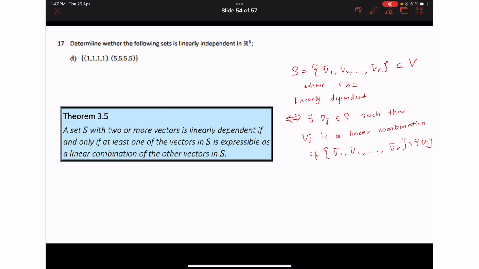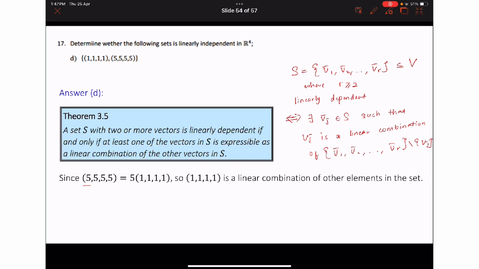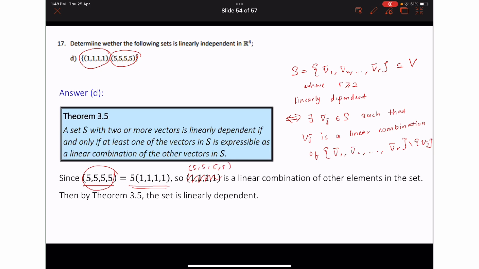Okay, so here we have the vector equal to a linear combination of the rest of the elements in the set. Since 5, 5, 5, 5 is a linear combination of 1, 1, 1, 1, therefore the set is linearly dependent. So 5, 5, 5, 5 is a linear combination of the other elements in the set.